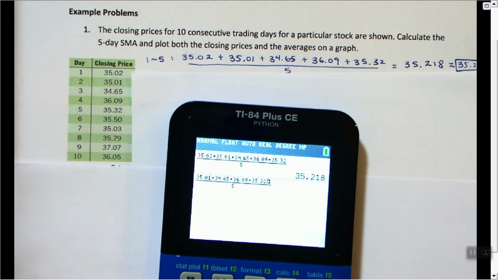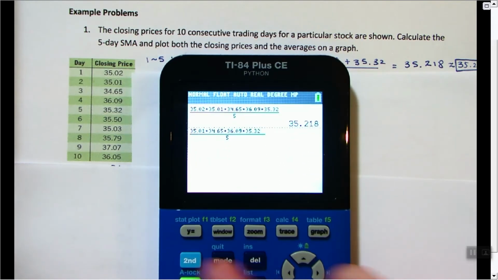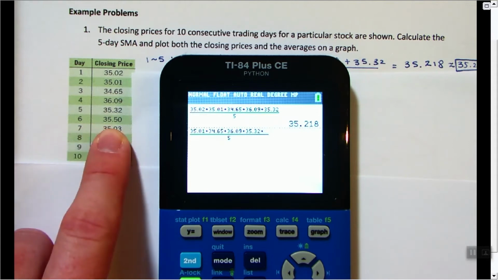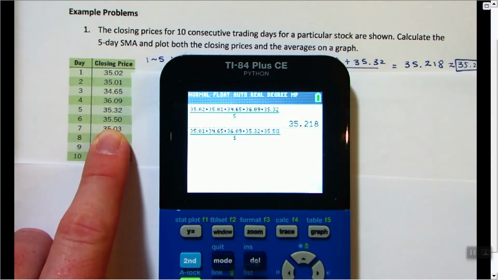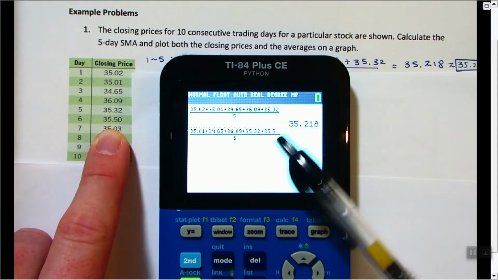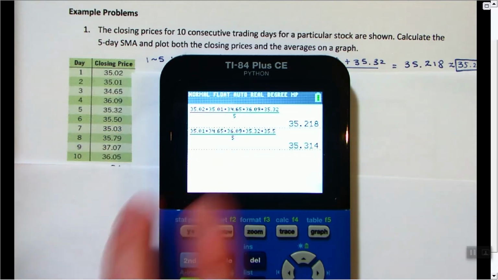I will then hit second delete, which is insert. You see it down here, INS, insert. Second delete is insert. Insert a plus. The 6th value is 35.5. So what I did is I deleted this first one, and then I hit second delete, which inserts another one, the 6th one right here. Enter, and that gives me the next one.